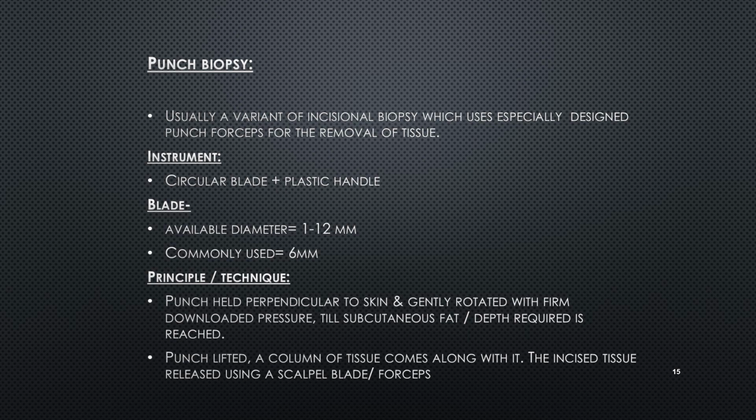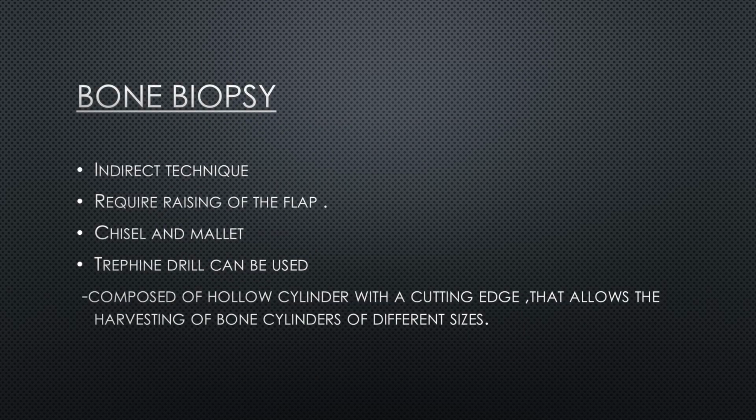Then the punch is lifted. A column of the tissue comes along with it. It is just a hole, and you can feel that there is tissue inside it. The inside tissue is released using a scalpel blade or a forceps or a tweezer. You can take it out, but very gently.